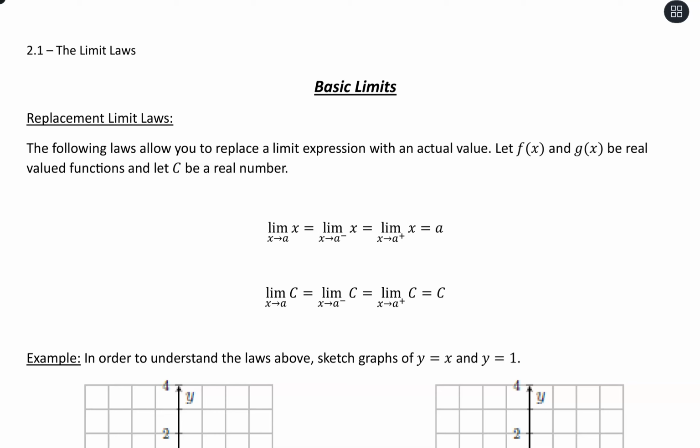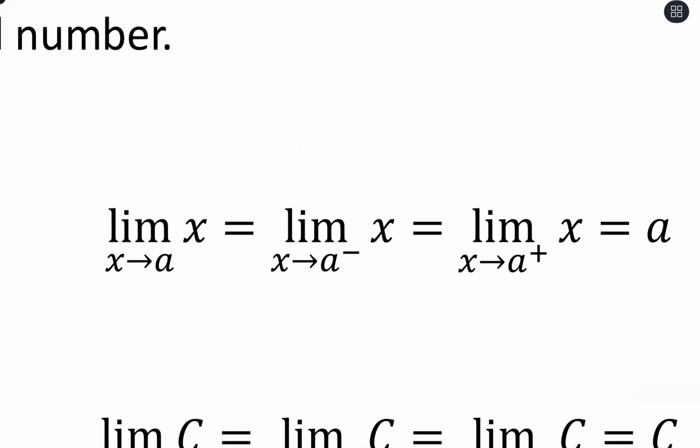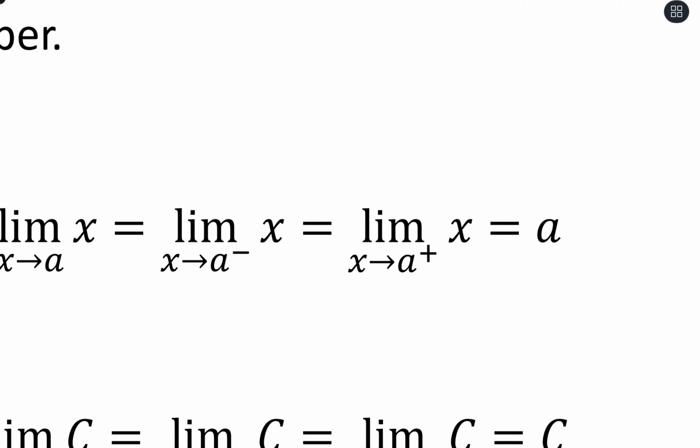We'll also use some algebra tricks to help us out, so we'll get some good algebra review here as well. Where we're going to start is some basic limits: the limit of just our function x, and also the limit of a constant. Our first law says if we take the limit as x approaches a, where our function is x, that's the same thing as the limit as x approaches a from the left and from the right. And at the end of it all, we're just getting a out.